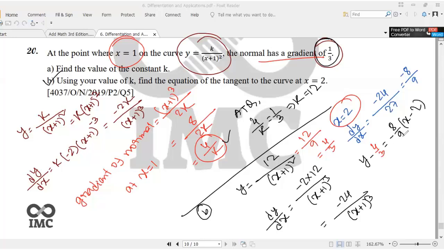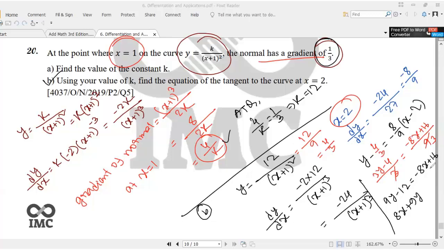Simple. Now, here we will get y minus 4 by 3 equals minus 8x plus 16 by 9. Easily cancel 9 by 3. So we'll multiply 3 into (y minus 4 by 3). 3 threes are 9y minus 12 equal to minus 8x plus 16. Or we can write 8x plus 9y equals 16 plus 12, that will be 28. And that is the equation of the tangent.